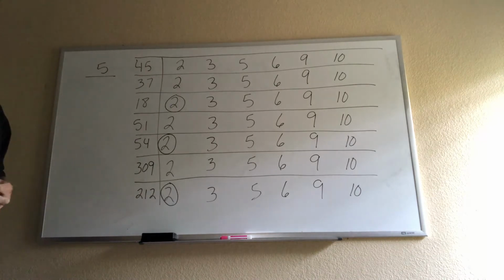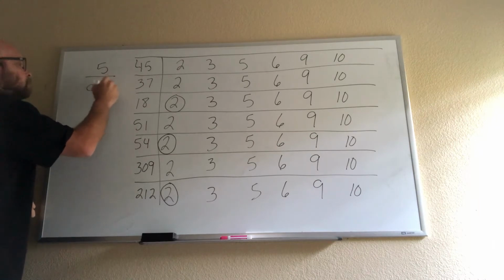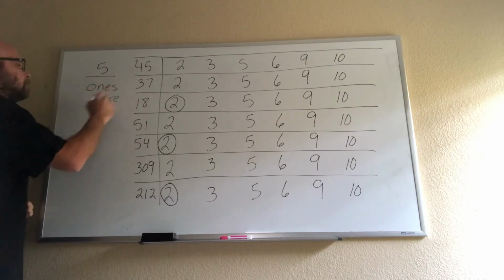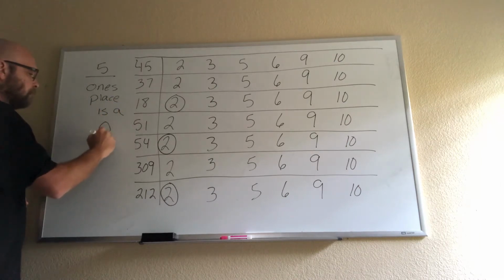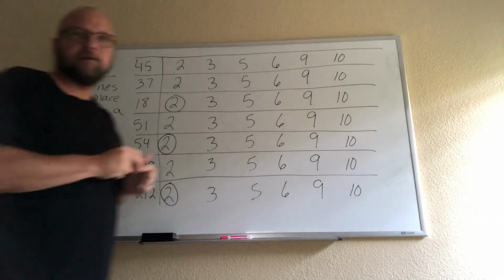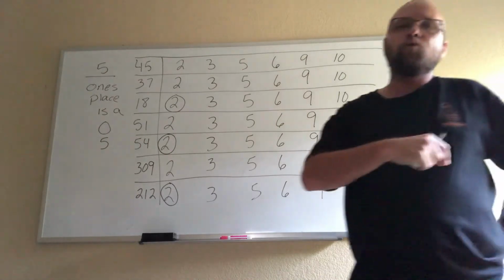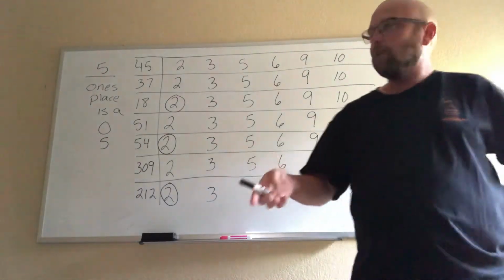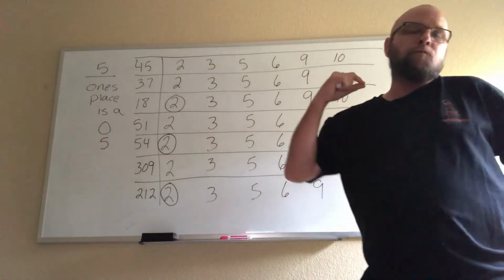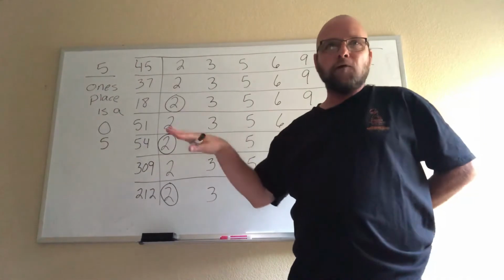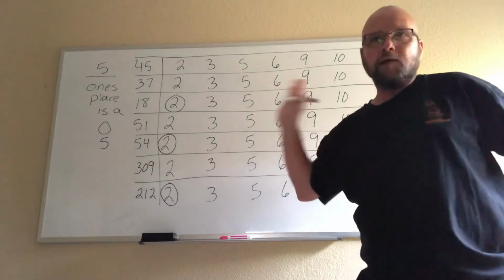And if you want to write this, if this makes more sense: if the ones place is a 0 or a 5, that number is divisible by 5. That number is divisible by 5 if it has a 0 or a 5 in the ones place, which means it will divide into that number without a remainder, and it means something times 5 will equal that number.